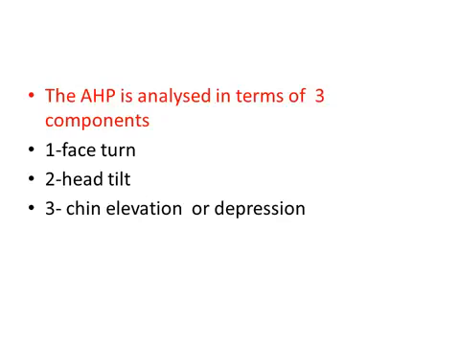The abnormal head posture is analyzed in terms of 3 components, in terms of face turn to the right or left, head tilt to the right or left, and chin elevation or depression. An example of adapting an abnormal head posture: this child who presented to me, and the parents complained that she is squinted in certain times and not squinted in other times.